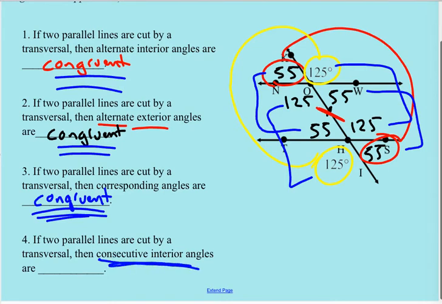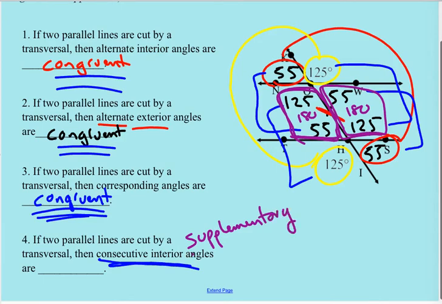Interior angles, the last one. Well, consecutive interior angles, I'm looking at these two and these two. So consecutive angles, 125 and 55, that's going to be 180, 55, 125 is going to be 180. So here I'm going to go with supplementary. Equals 180 degrees.